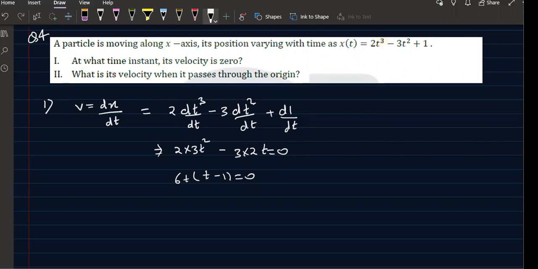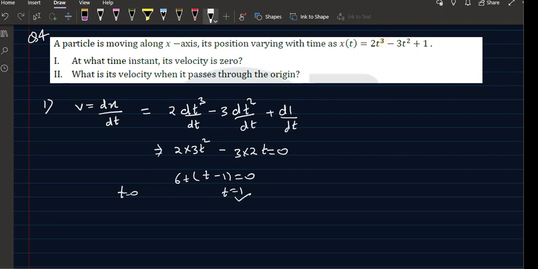Got it, everyone? So it will be 0 at 2 points: at t equal to 0 and at t equal to 1. Obviously, at t equal to 0 it will be 0, but the answer would be t equal to 1. Got it, everyone?